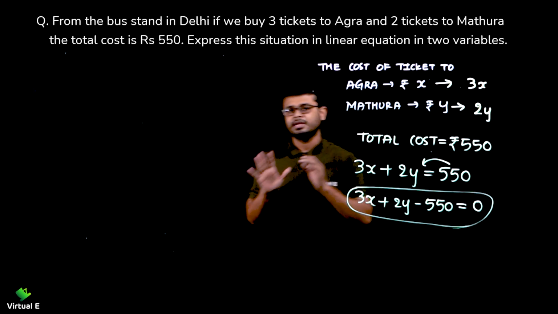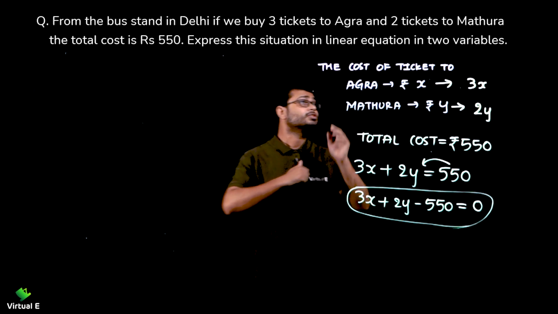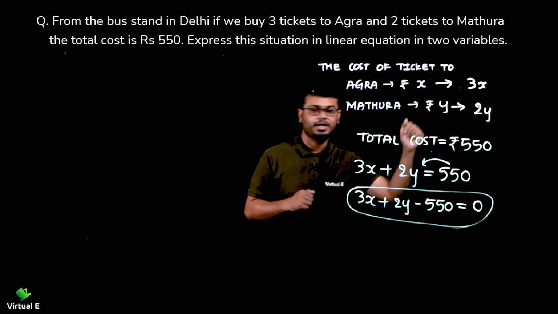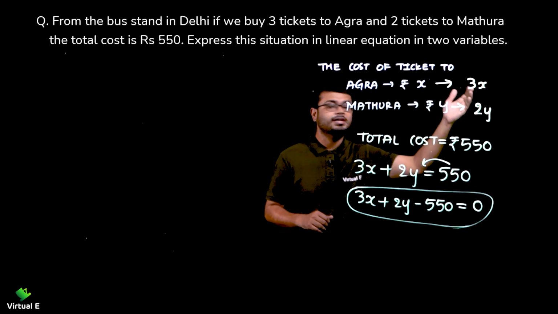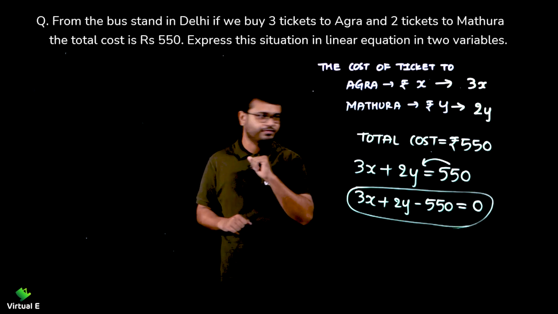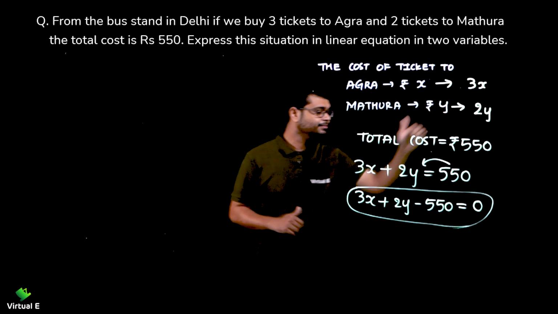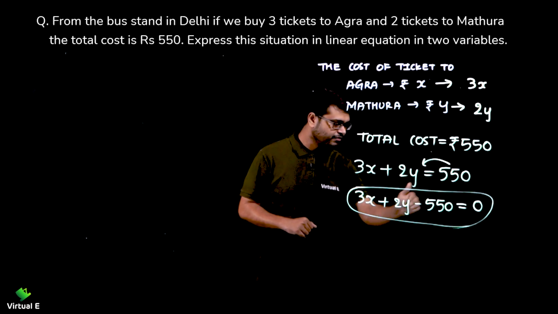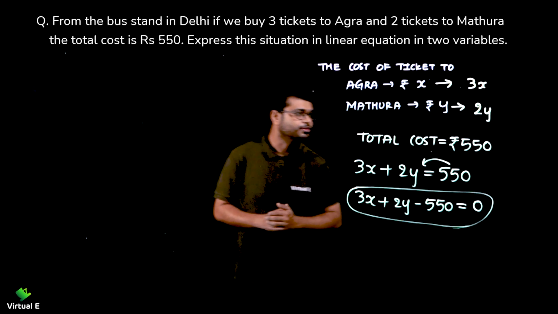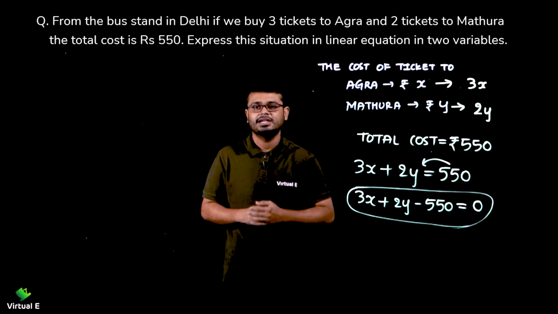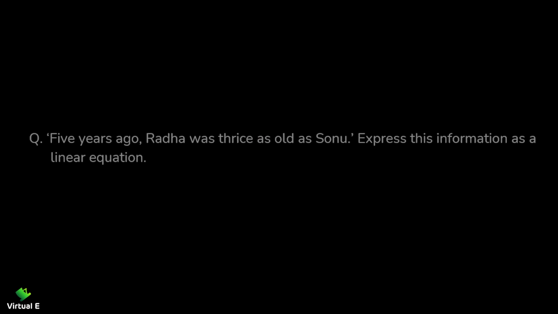Now see what we did. Actually, we need two quantities. So we have cost of ticket to Agra and cost of ticket to Mathura as x and y. Now there are 3 tickets for Agra, so 3x, 2 tickets for Mathura, so 2y. Now total cost is 550. Total means we are going to add them, so add them and the cost we get is 550. Now convert into the standard form, so minus 550 is equal to 0. So this is how we express our question in the linear equation in two variables. Let's move to the next question. Let's discuss one more word problem.